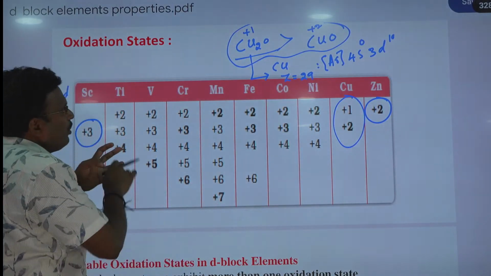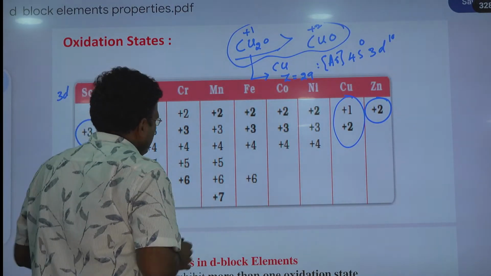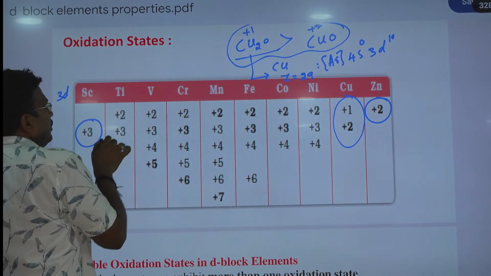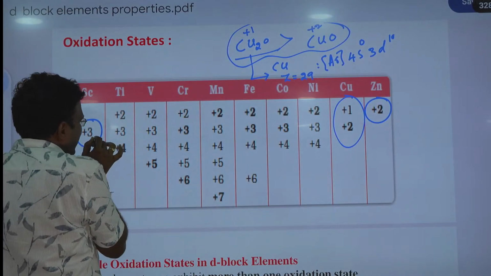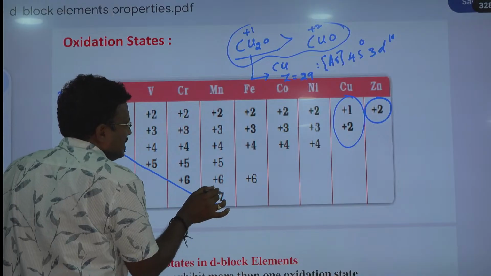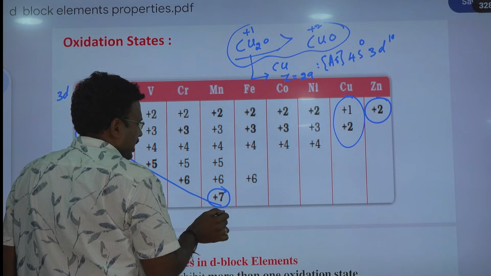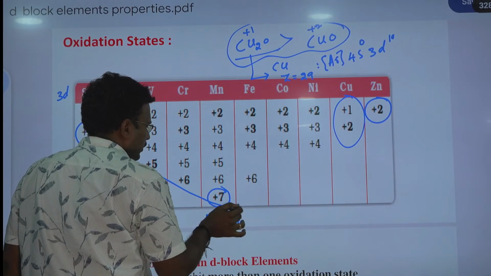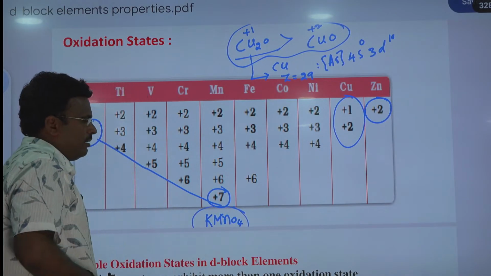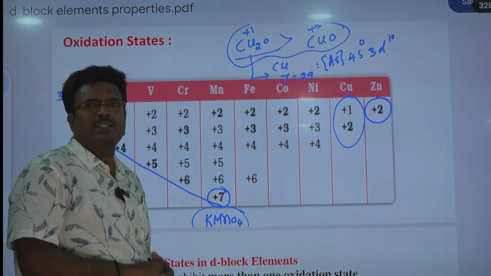So different types of elements are there in different oxidation states. In the periodic table, the D block element showing the highest oxidation state in the 3D series is +7, that is potassium permanganate, KMnO4. Potassium permanganate is pink in color in general.